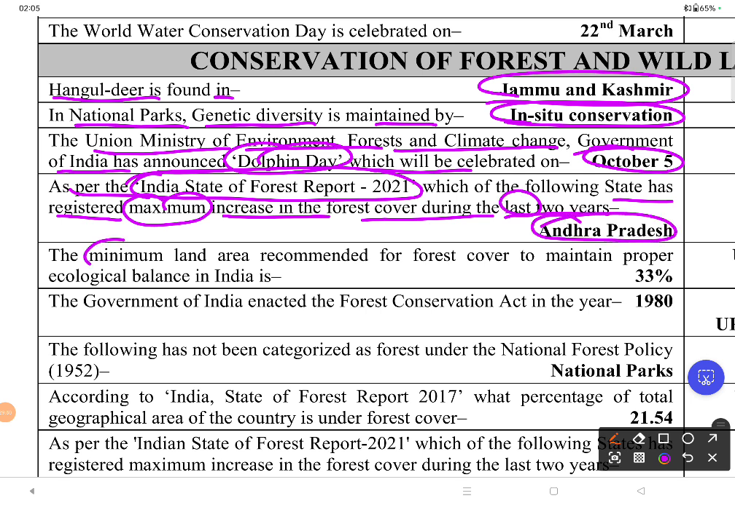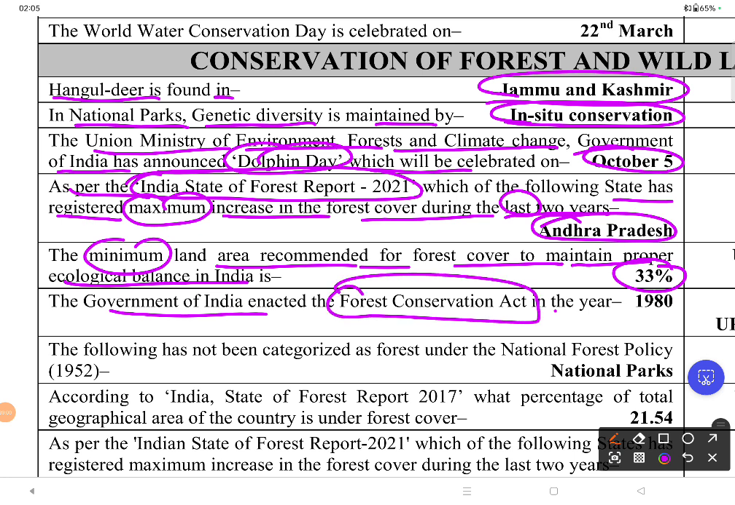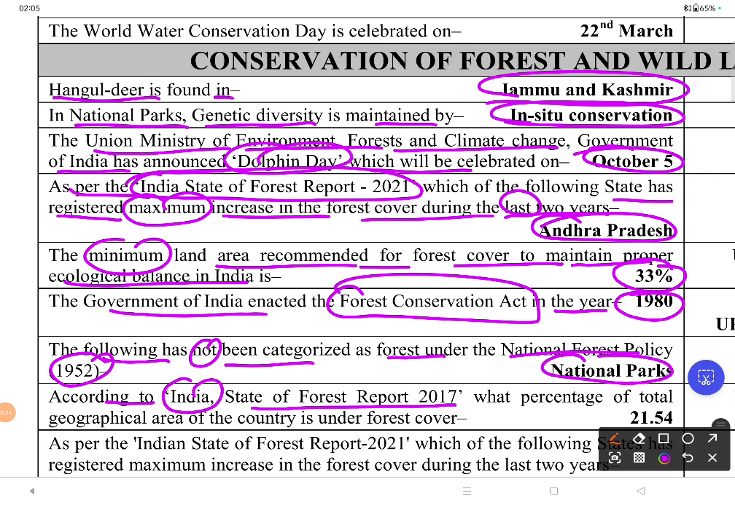Andhra Pradesh. Minimum land area recommended for forest cover to maintain proper ecological balance in India is 33%. The Government of India enacted the Forest Conservation Act in the year 1980. The following has not been categorized as forest under the National Forest Policy 1952: National Parks. According to India State of Forest Report 2017, what percentage of total geographical area of the country is under forest cover? 21.54%.